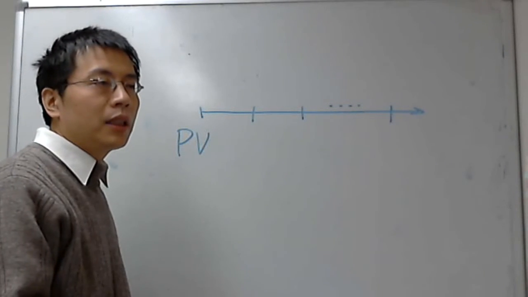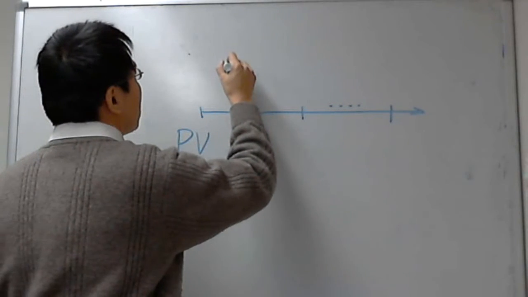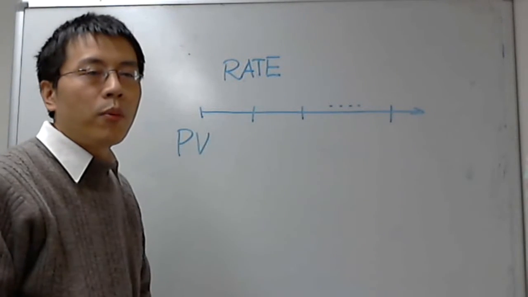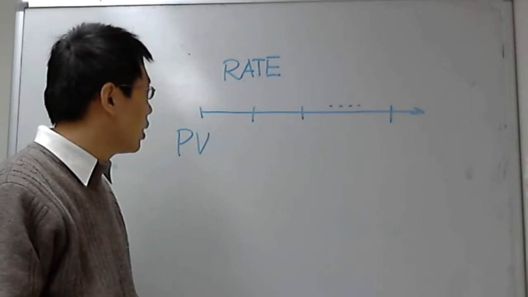During each period, there will be an interest rate. So that's the period interest rate. So that is the rate. The rate represents the interest rate to be paid over one single period.